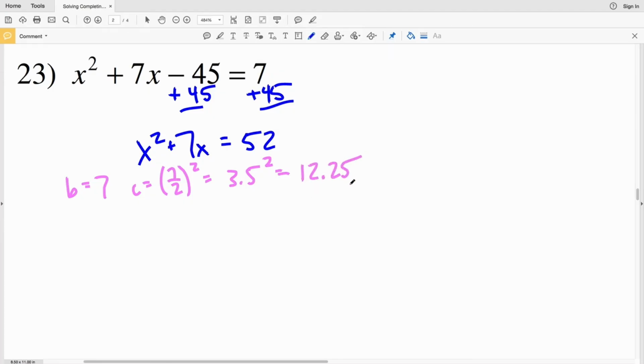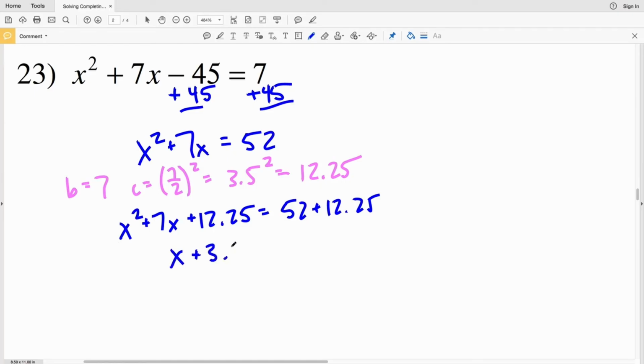So I'm going to add 12.25 to both sides, that c value, so I'll take x squared plus 7x and add 12.25, and that will equal 52 plus 12.25. So rewriting a squared plus 2ab plus b squared, I'll have x plus 3.5, since 3.5 squared was 12.25, so a plus b squared equals 52 plus 12.25, which is 64.25. Now I'm going to be taking the square root of both sides.